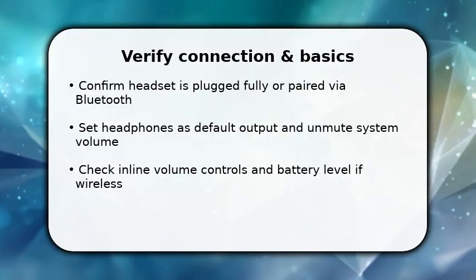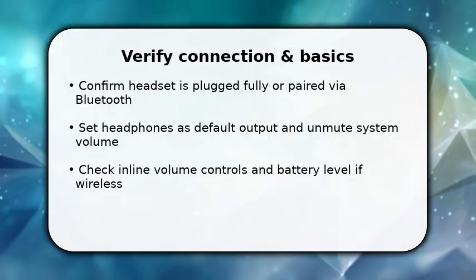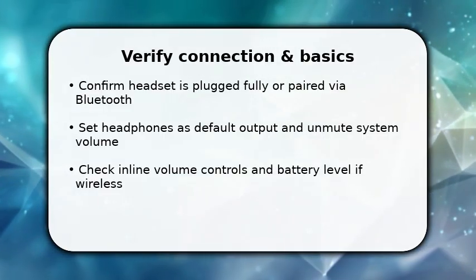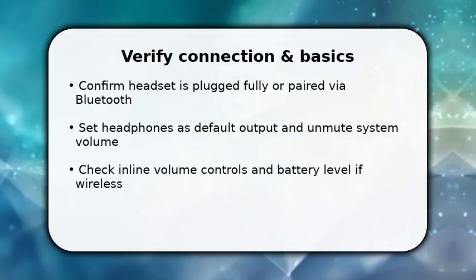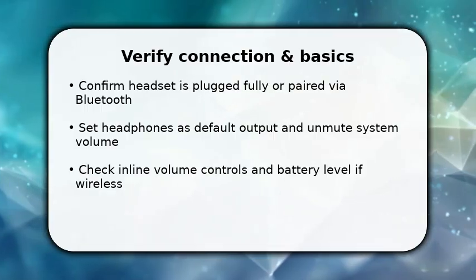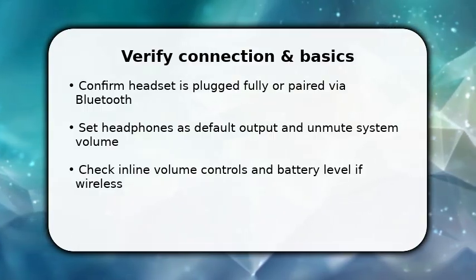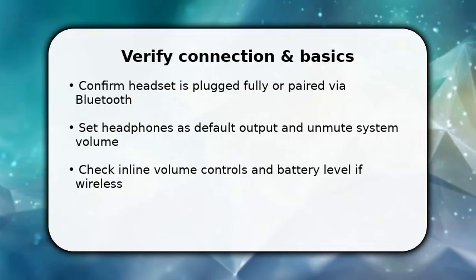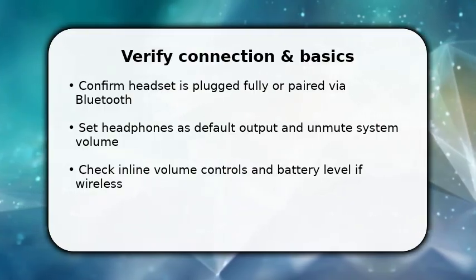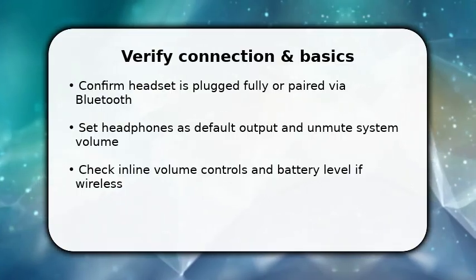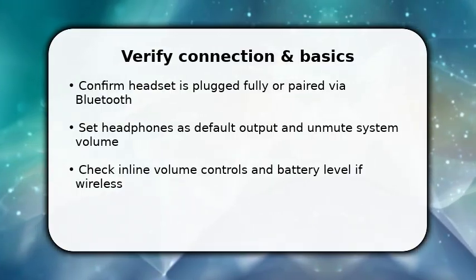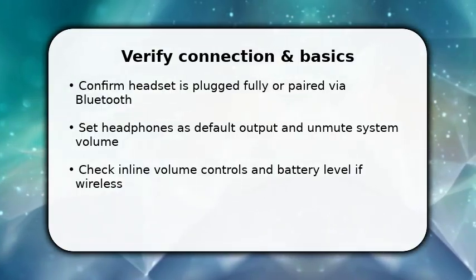You start by confirming a solid physical or wireless link. Plug the jack fully or reconnect Bluetooth. Once done, open sound settings and set your headphones as the default output so audio routes correctly. Make sure system and headset volumes aren't muted and check any inline controls. Wireless headsets also need sufficient battery. These quick checks remove the most common routing and power causes so you can move on to deeper fixes with confidence.